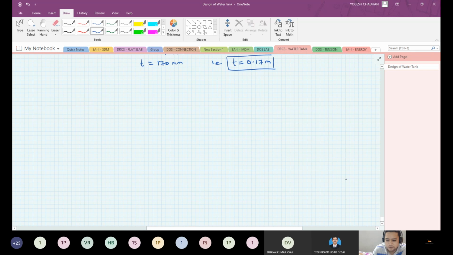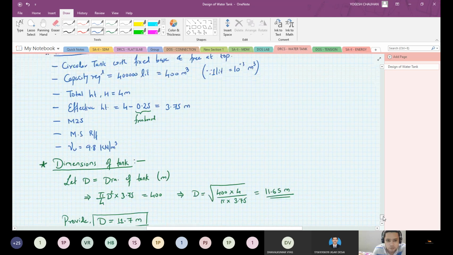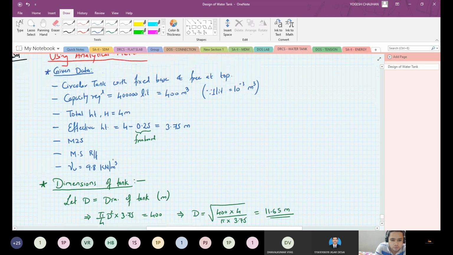Now we have the thickness as well, so we can find the moment of inertia of the tank wall. Moment of inertia I is equal to t cube by 12. It was t cube by 12 (1 minus mu square), but in the data we have been given that the Poisson's ratio is 0. So here we have M25 with Poisson's ratio of 0.